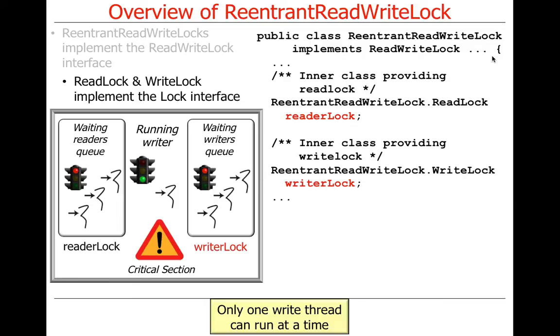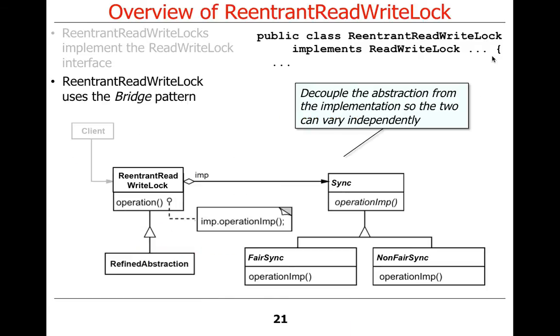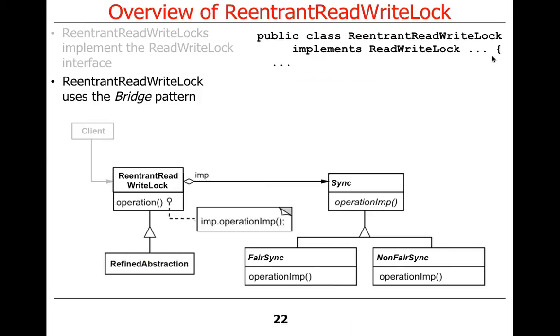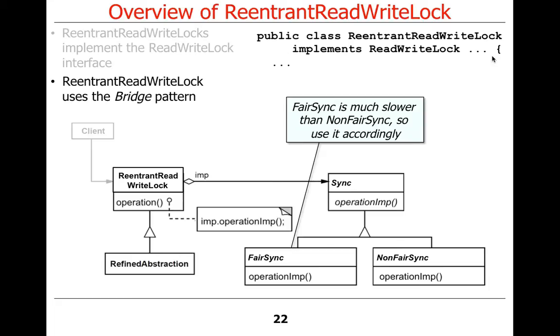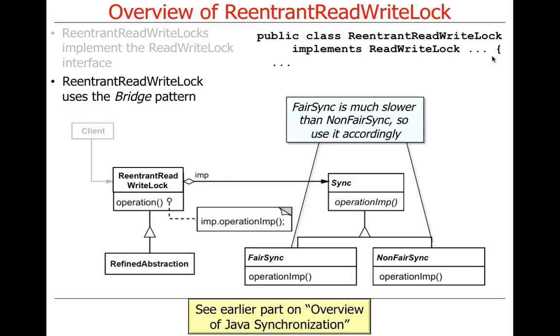Now, there's an interesting design issue here: how do you know how to decompose your system according to reads and writes? When we look at some examples, we'll look at that in a little more detail. Under the hood, a lot of the stuff we're going to look at, the implementation of Reentrant read-write lock uses the bridge pattern, which we've seen before. It is almost identical to the one we had before for Reentrant lock, except this is a Reentrant read-write lock. And as you can see, one of the consequences of this is fair sync is way slower than non-fair sync, which is pretty slow also, so be careful with those things.